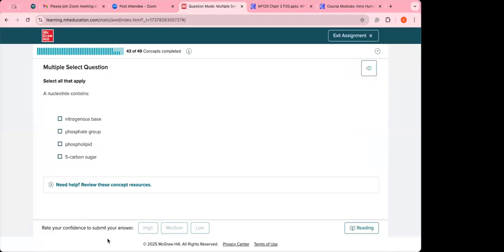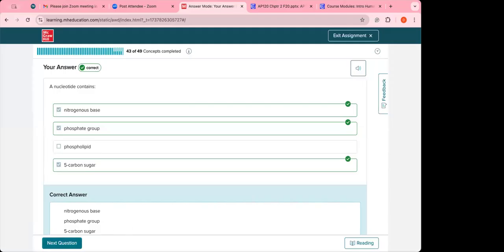A nucleotide. Okay, so here we're talking about DNA again. A nucleotide contains a nitrogenous base, a phosphate group, and a 5-carbon sugar. And those are the three.